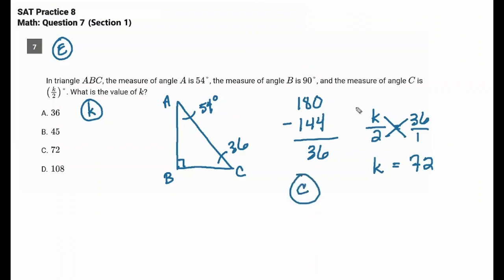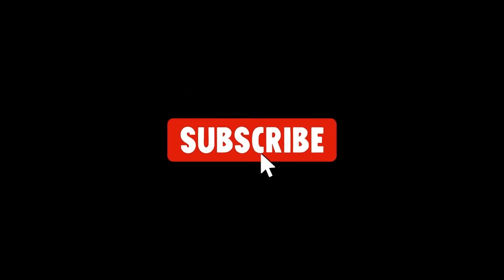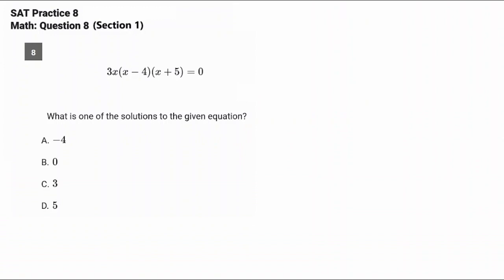Get this one right quickly, and now you move on to some medium questions. We're on SAT Practice Test 8, Math, Section 1, Question 8. What's the level of difficulty here? It's medium. It's the first medium in the first section. You've got this equation. What is one of the solutions to the given equation?